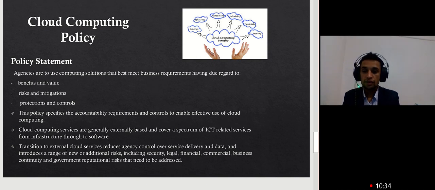Cloud computing services are generally externally based and cover a spectrum of ICT related infrastructure and communication technology services, from the infrastructure through to the software. Transition to external cloud services reduces the agency's control over service delivery and data, and introduces a range of new additional risks, including security, legal, financial, commercial, business continuity and government reputational risks that need to be addressed.